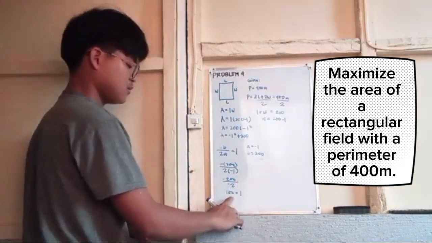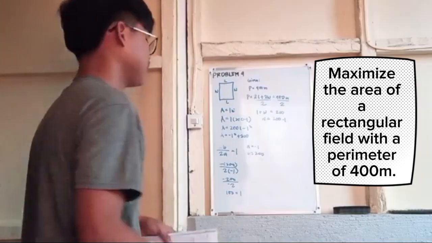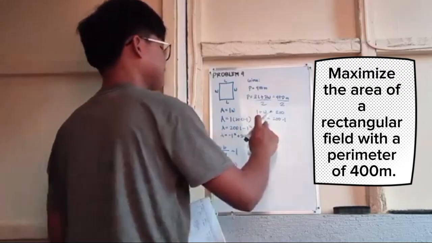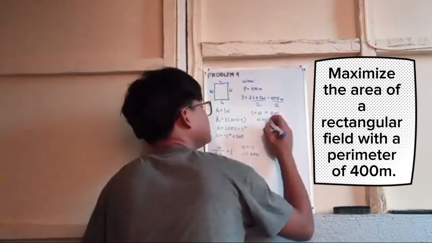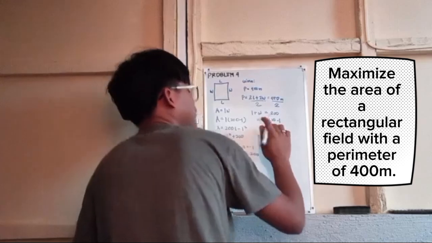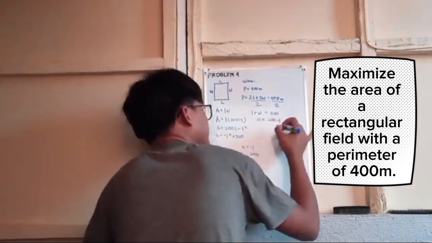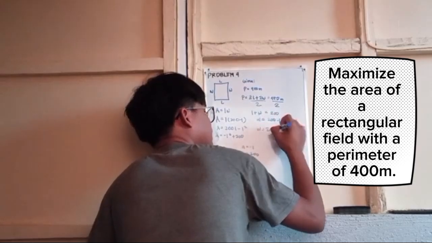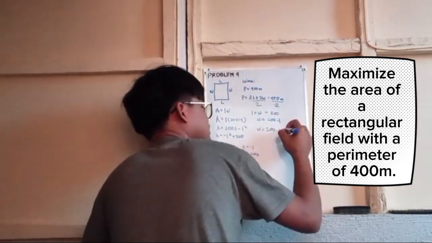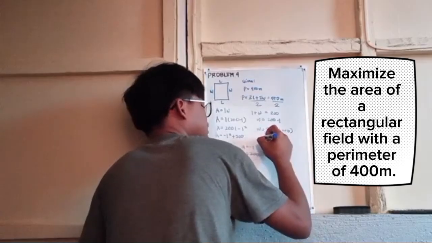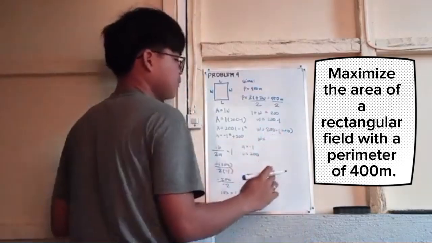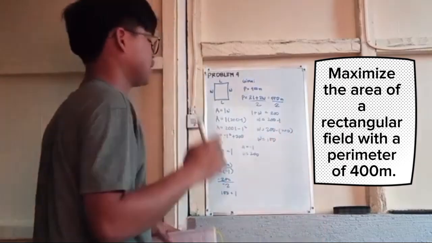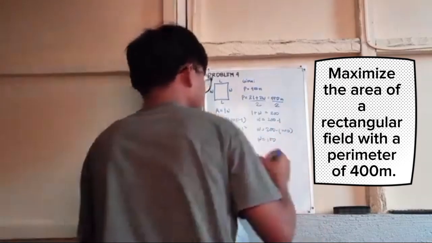Then so we have the value of L, which is 100. Then you will return to this equation so that you can get the value of width. So substitute the value of L, which is 100. So we can get the value of width, which is also 100.